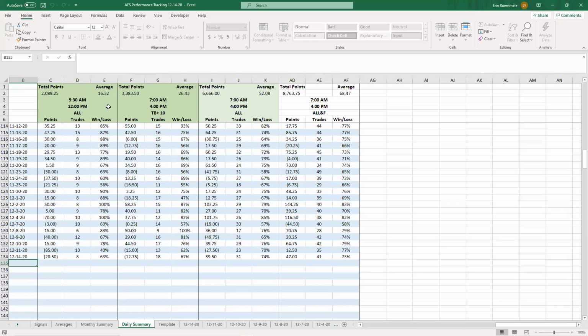Sometimes it continues to run to hit 10 points. Other times it comes back and takes us out and all we take is 5 points. But either way, we're guaranteeing ourselves that if it doesn't end up running to 10, we're at least taking 5 instead of subjecting ourselves to a 20-point stop out.